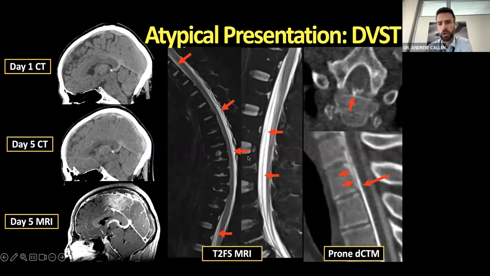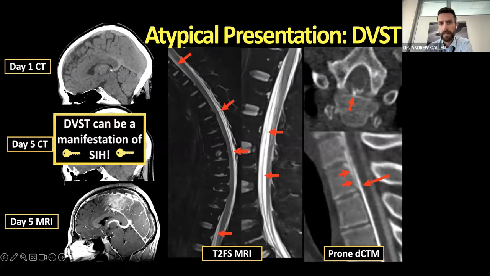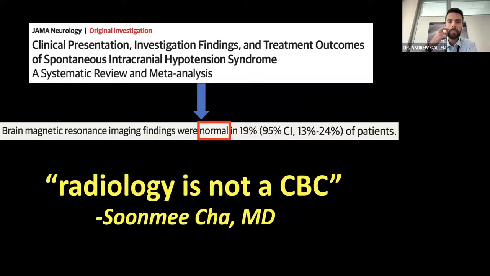MRI of the spine showed a longitudinal epidural fluid collection, as shown here, and we diagnosed this patient with a ventral dural defect with prone dynamic CT myelography. So remember that dural venous sinus thrombosis can be a manifestation of SIH. The leading theory in this regard is that venous stasis from engorgement results in coagulability and development of thrombosis.